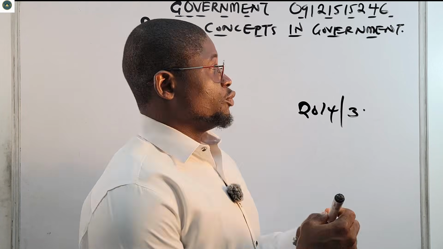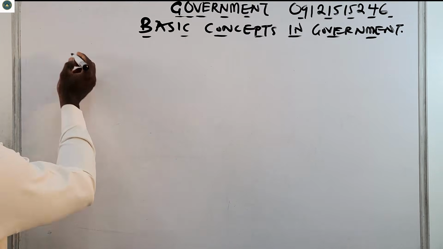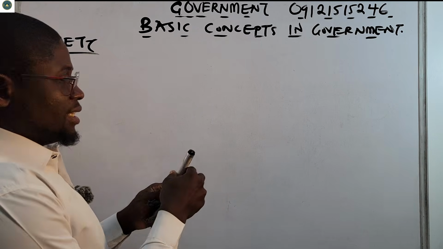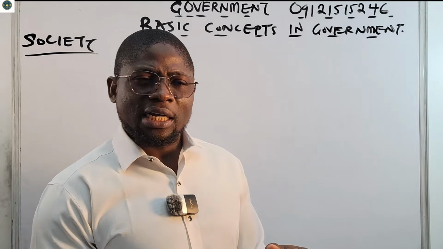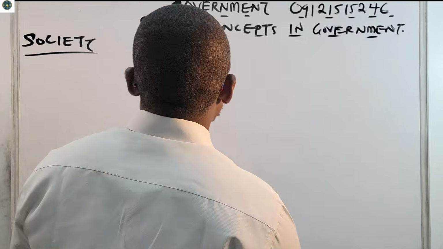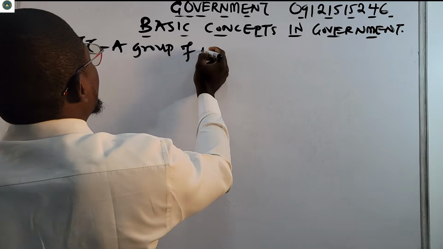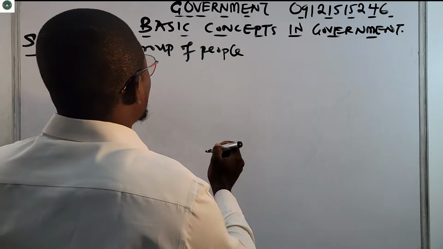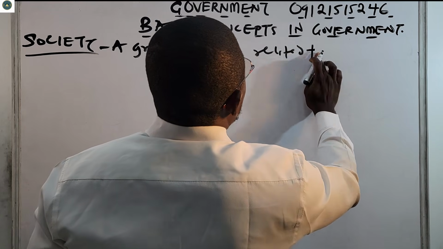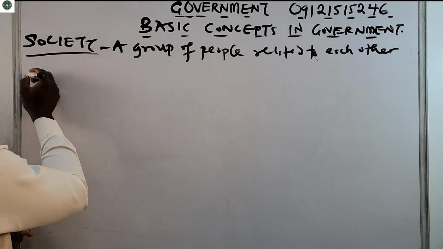All right, so we're going to begin with society. So what is society? Let me give you a definition, then I'll explain to make it easier for you. Say a society is a group of people related to each other through persistent relations.